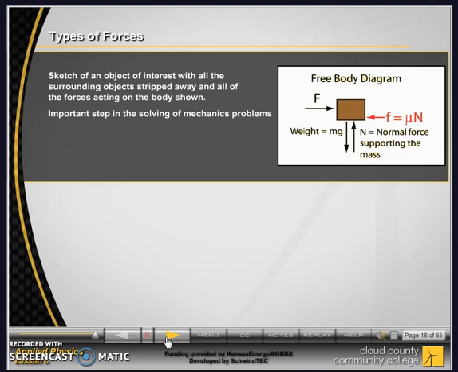motion of the object. Reviewing information about forces, there are two basic categories of forces to consider: contact forces and forces at a distance.